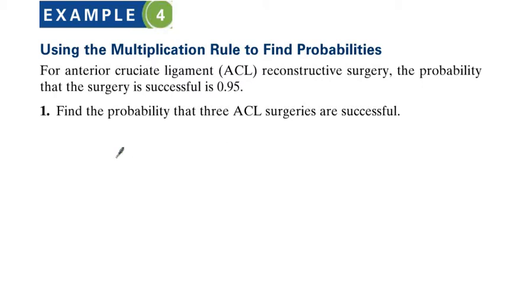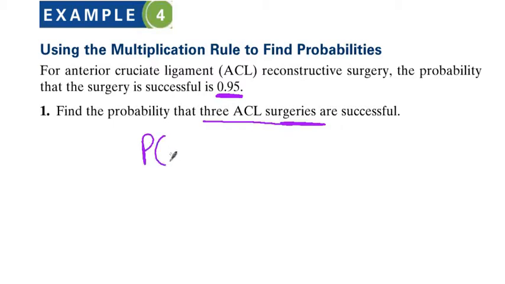Alright, so let's take another look at the multiplication rule, and this time we're going to have more than two events, but it works the same way. This is talking about ACL surgery. It's called your anterior cruciate ligament, it's in your knee. The probability that you will have a successful surgery is 95%. They're asking, find the probability that 3 surgeries are successful.